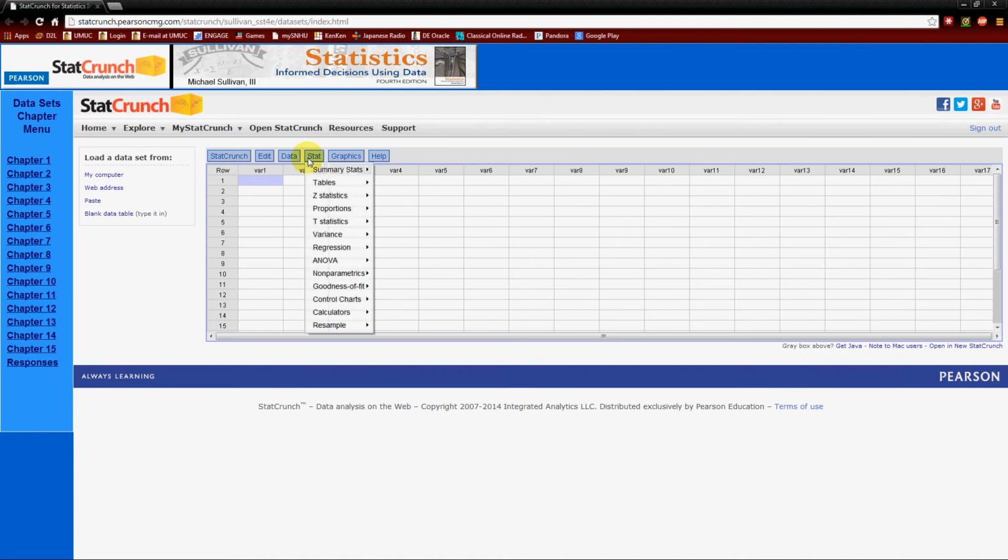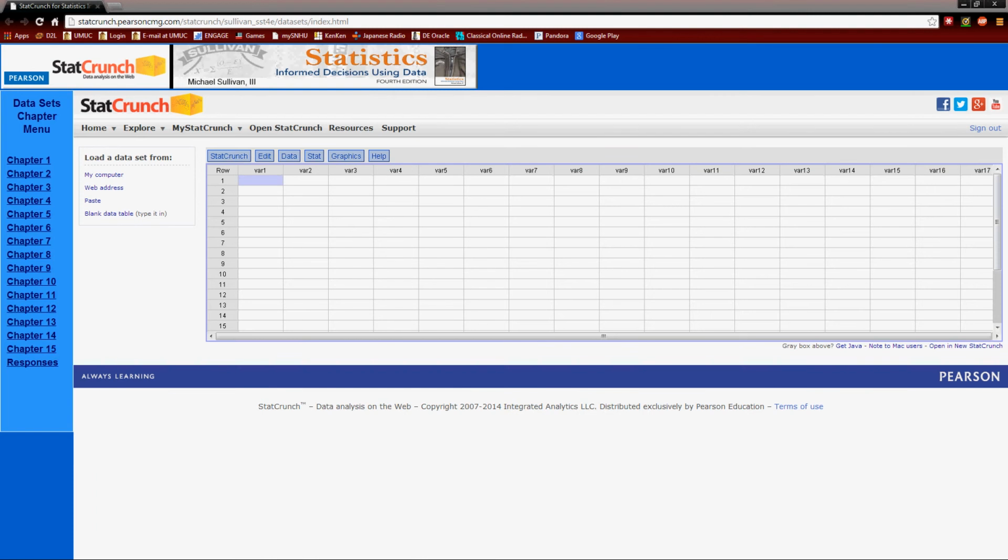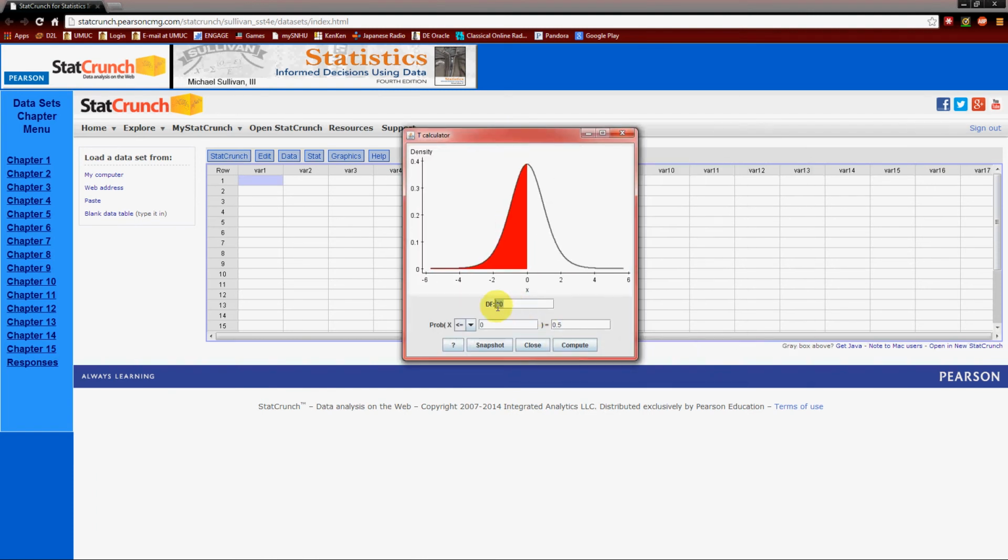2.045? Stat, calculators, t. Degrees of freedom is 29. We don't know what this value is, so we're going to delete it. But we do know what this value is. That value is 0.025. And we do want to keep this to be less than or equal to. Compute. There's the negative 2.045. That is our critical value.